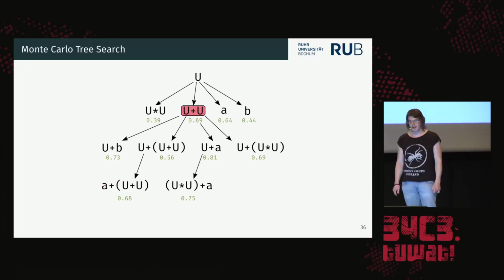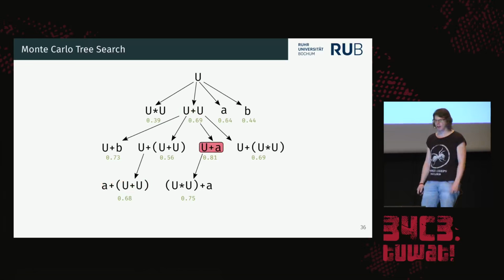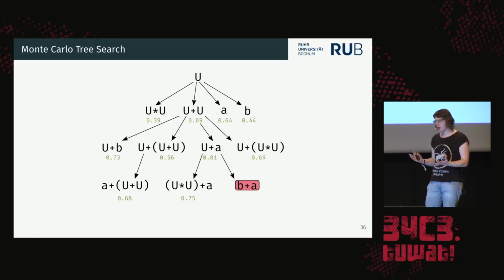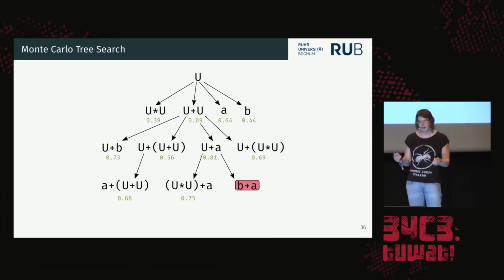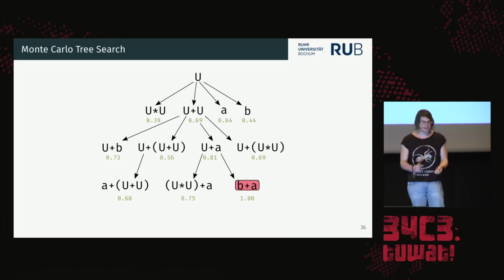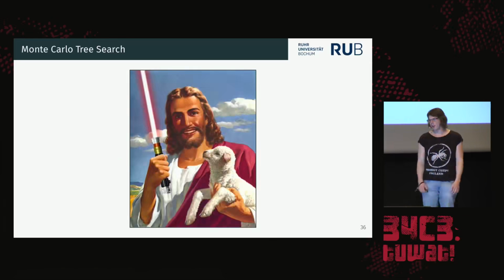So because of that, in the next step, we go back to U plus A. Then we derive B plus A, and so we have a final program. We cannot derive it any further, so we can score it directly. We give it a score of 1. Why 1? Because B plus A has exactly the same I/O behavior as A plus B. In other words, we are finished with our program synthesis part.